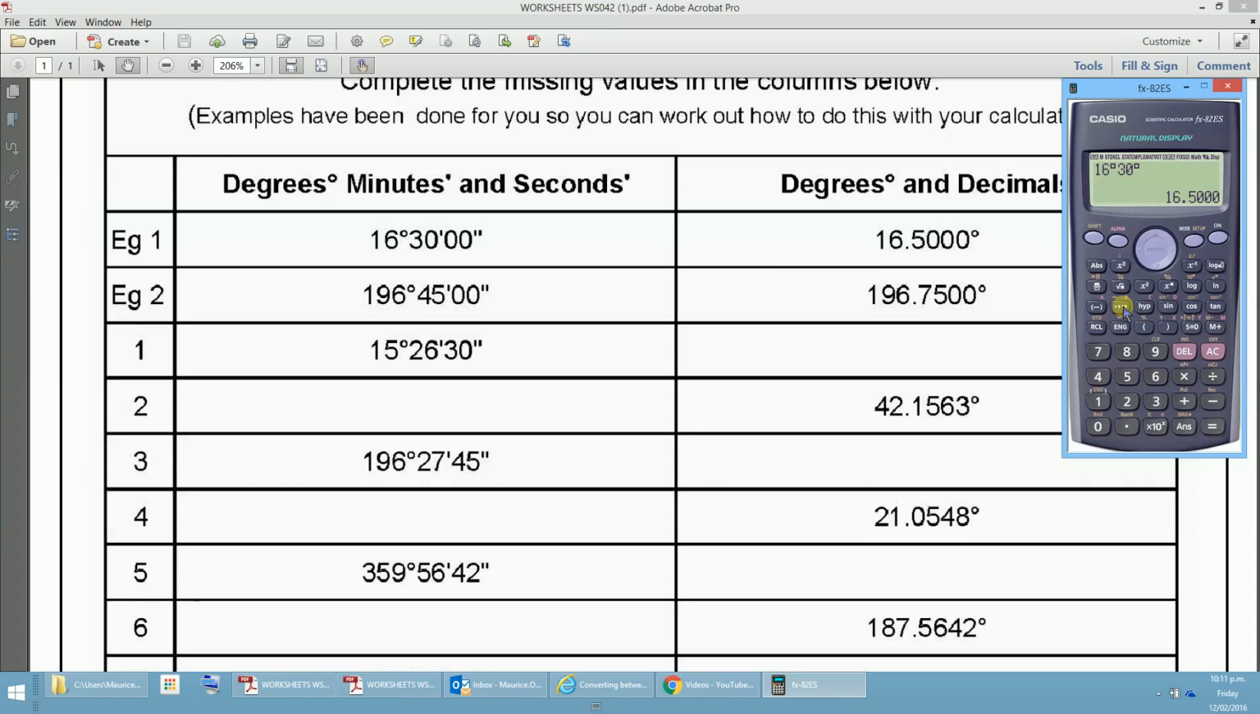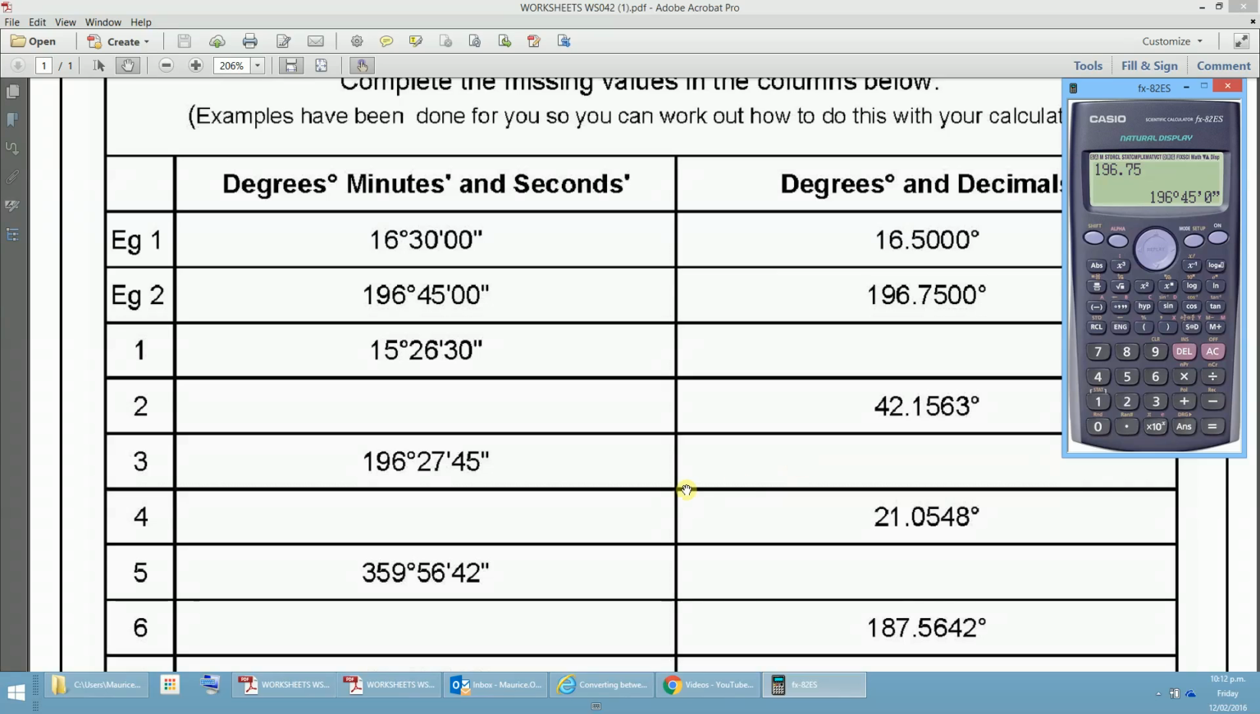We should also know that 196 degrees 45 minutes would be 196.75. So if we were to put in 196.75, equals, and then push our little button here, that'll convert that to degrees, minutes and seconds: 196 degrees 45 minutes, 00 seconds.